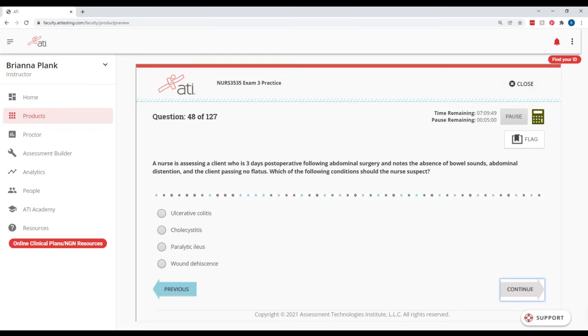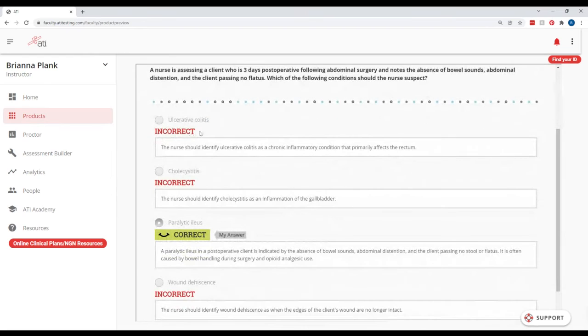It's another way to ask the question. Yeah, exactly. So ulcerative colitis is not a surgical complication. That's a whole disease process. Cholecystitis, we're not really concerned about our gallbladder in this scenario.